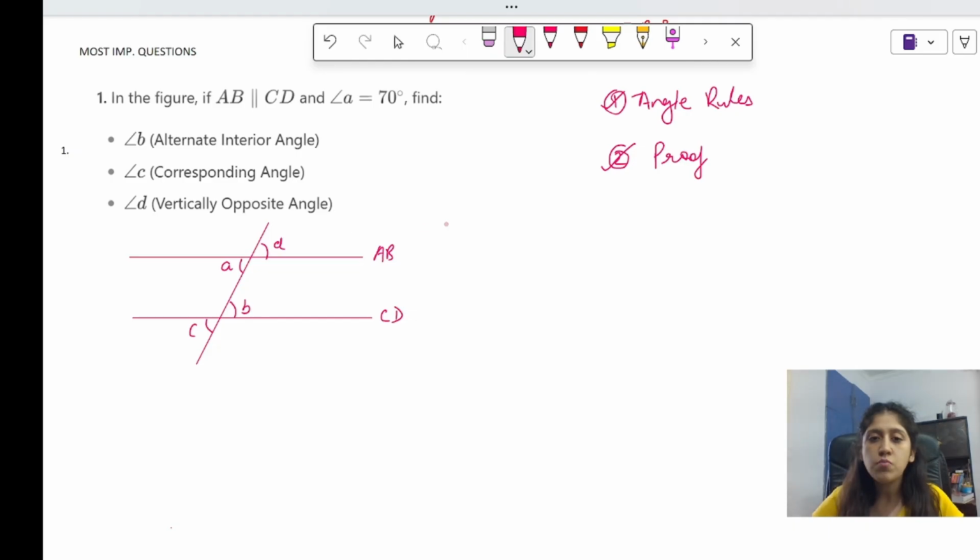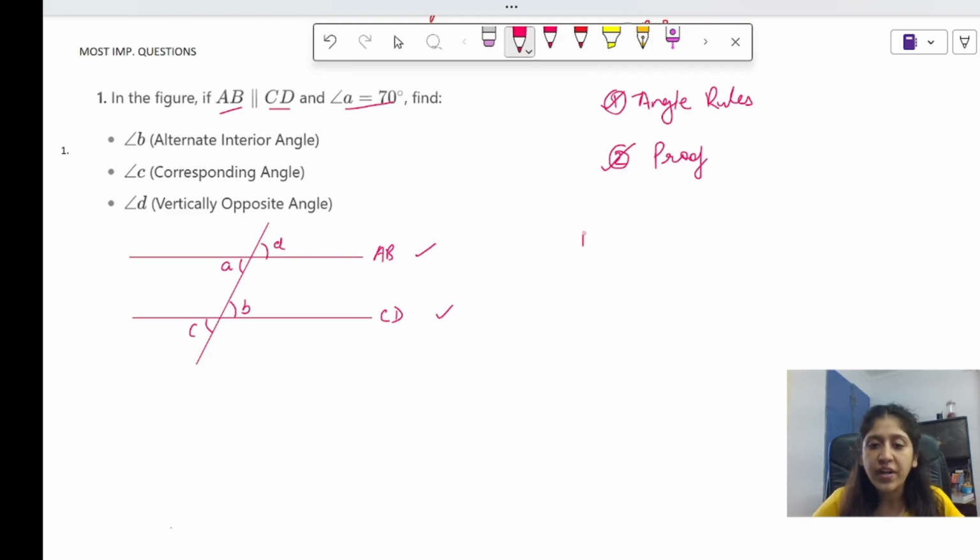As you remember, we have certain parallel lines. In this question we have AB and CD as parallel lines, and angle A is given as 70 degrees. I hope the image is very clear. What we are going to do here is, given angle A is 70 degrees, find the rest of the angles: angles B, C, D we have to find.